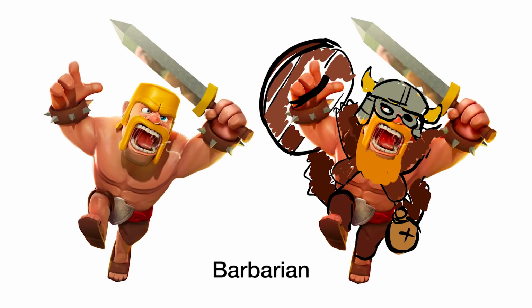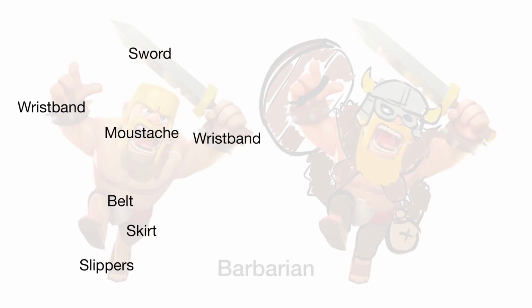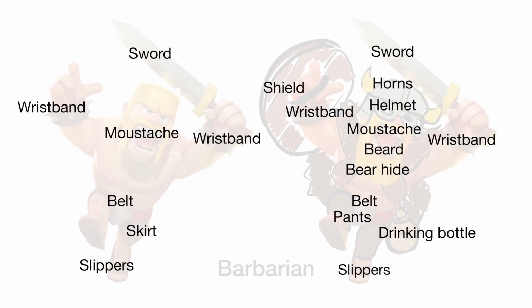And I can back this up with my theory, just because there is much less information for the brain to analyze and store afterwards. So on the left barbarian, we have a sword, mustache, belt, skirt, slippers, wristbands. It's kind of easy to comprehend. And let's check out the second one. We have a sword, horn helmet, mustache and beard, wristbands, shield, belt, pants, drinking bottle, slippers. So it's already boring even as I'm just going through this.